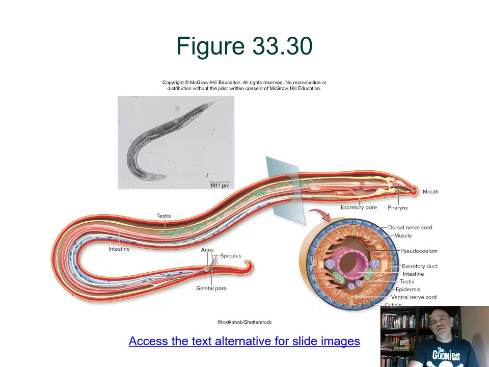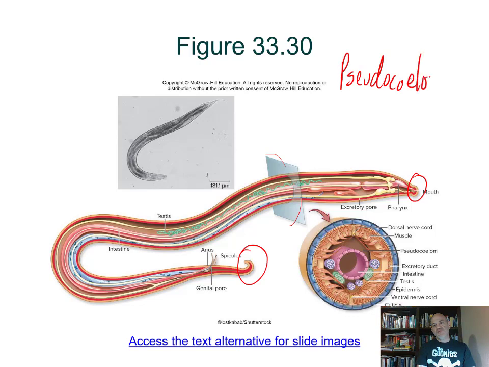And so here's your basic body plan. And this one is a male. The males tend to be smaller, and they're going to have this hooked posterior end out here. Here's the mouth area. And then they put a section through there. And nematodes are pseudo-coelomates. So they have a pseudocoelom.